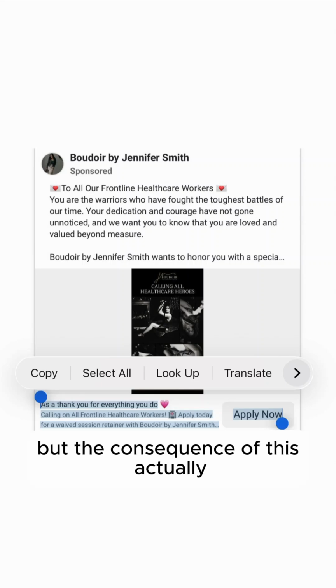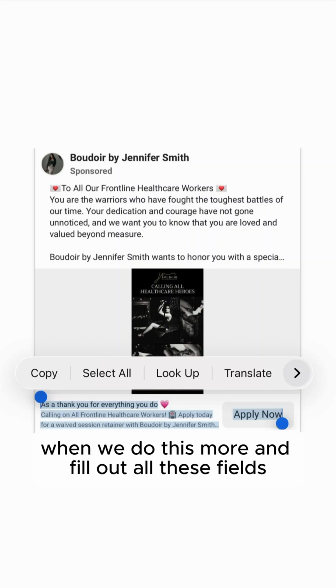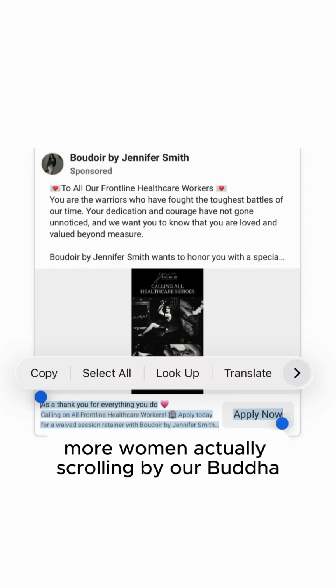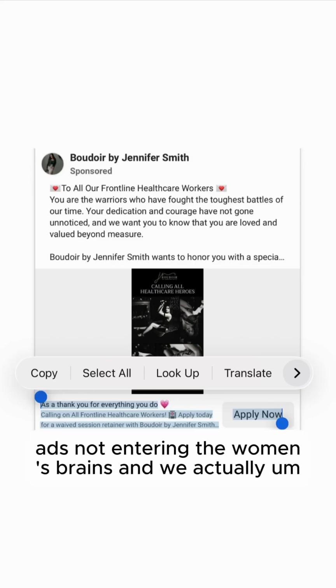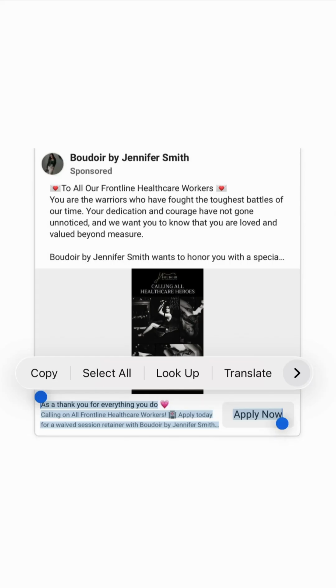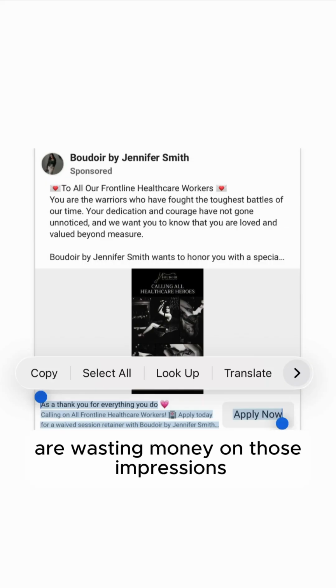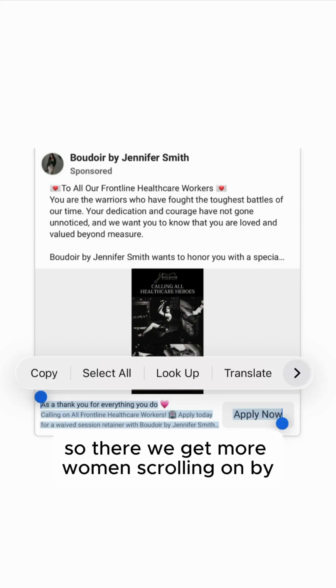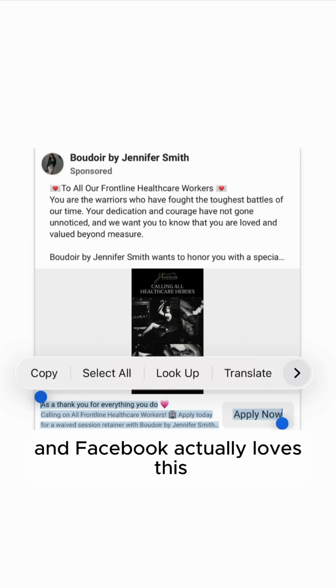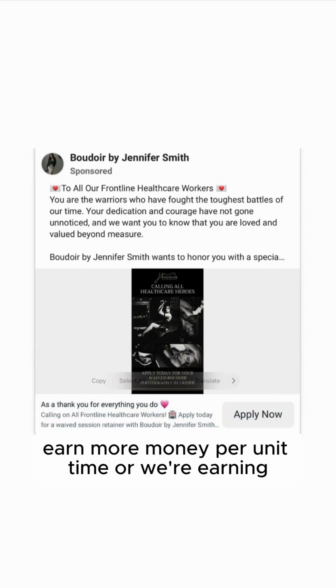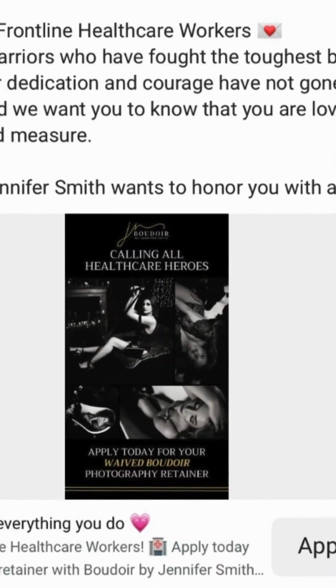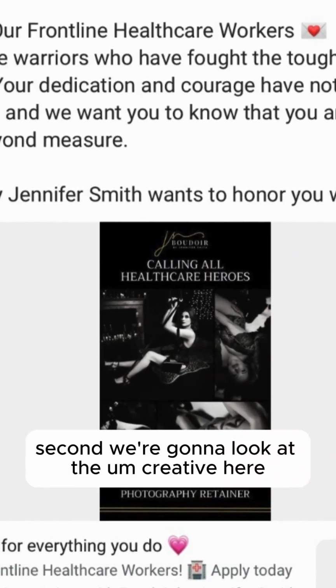But the consequence of this is that when we fill out all these fields, more women are actually scrolling by our Boudoir Facebook ads, not clicking anywhere, ads not entering the women's brains, and we are wasting money on those impressions. So we get more women scrolling on by, fewer women clicking on our ad. And Facebook actually loves this because Facebook can serve more ads per unit time, earn more money per unit time, where we're wasting more money per unit time. Second, we're going to look at the creative here.